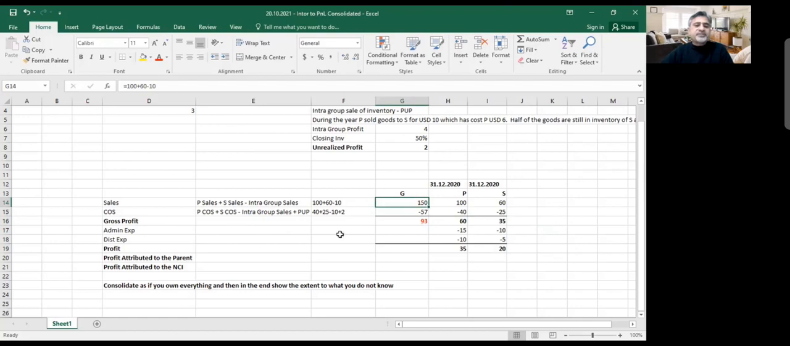But in the exam, in reality, your cost of sales might have many different components, and you will be adding them there. Sometimes impairment will come there. Extra depreciation will come there because of revaluation and so on. So many things will be there.